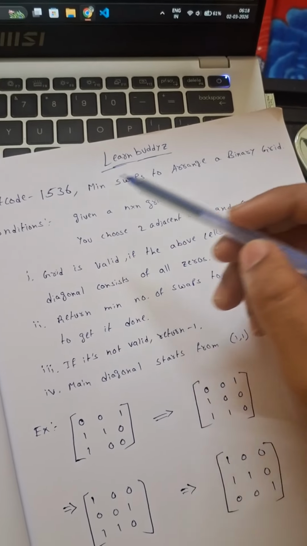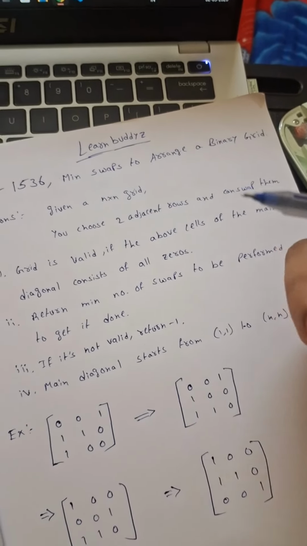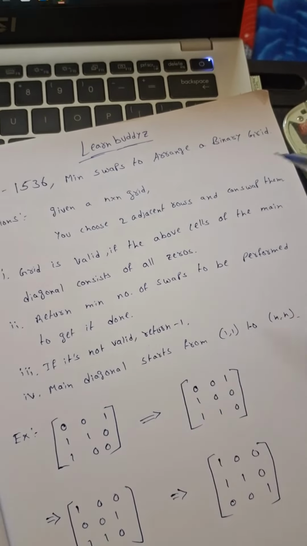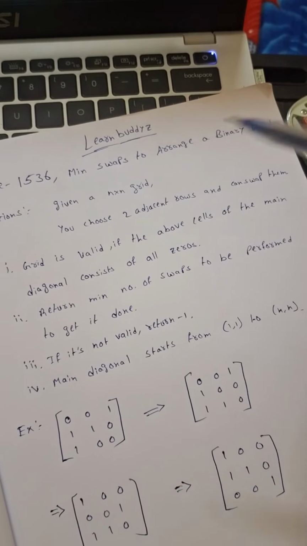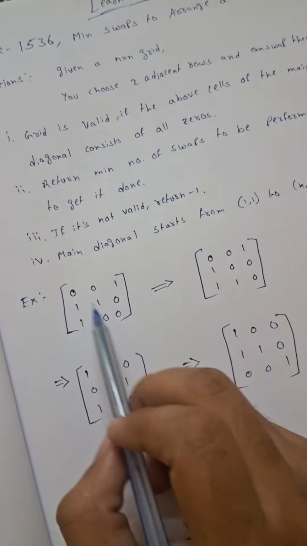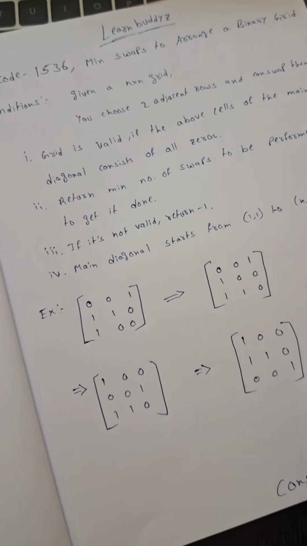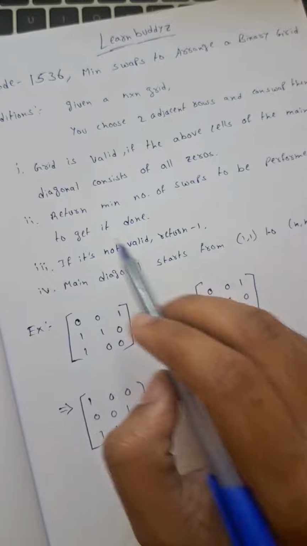You can see here, minimum swaps to arrange a binary grid. Given an n by n grid, we have to choose two adjacent rows of the grid and can swap them. But here the condition is the grid is only valid if the cells above the main diagonal are always 0, then it's valid. Otherwise it is invalid and we return -1.